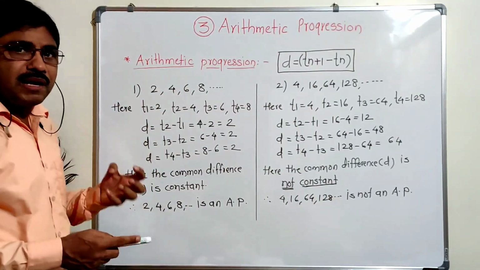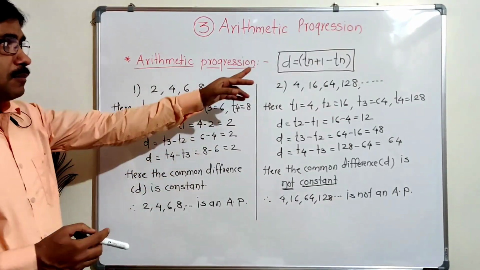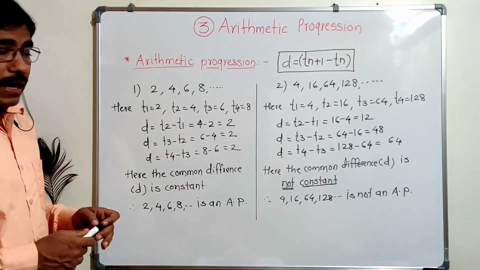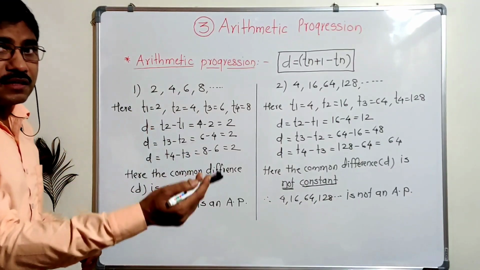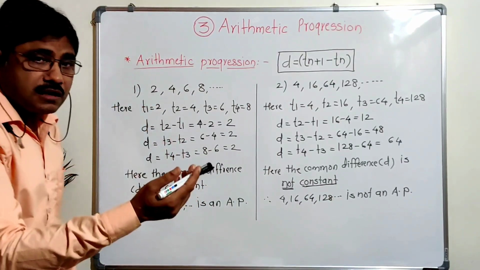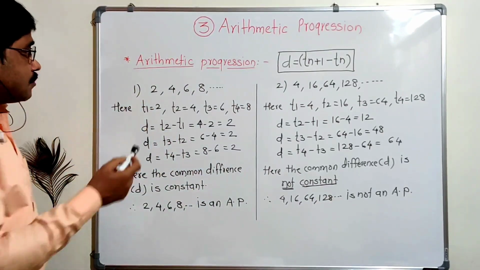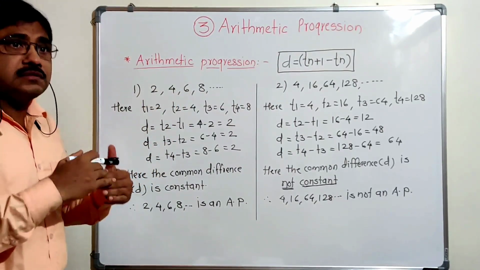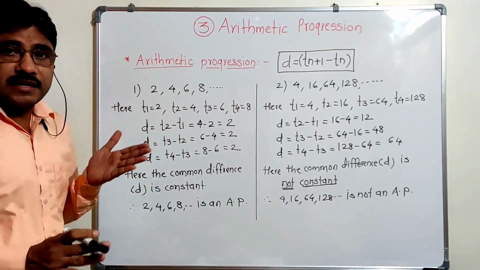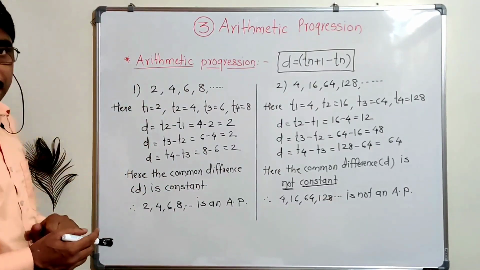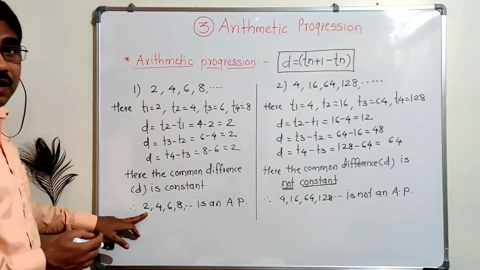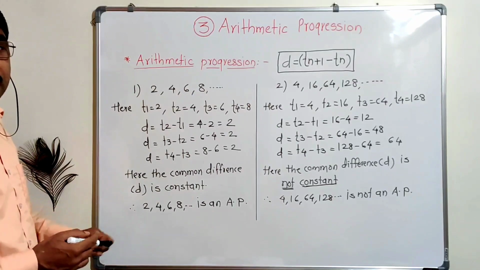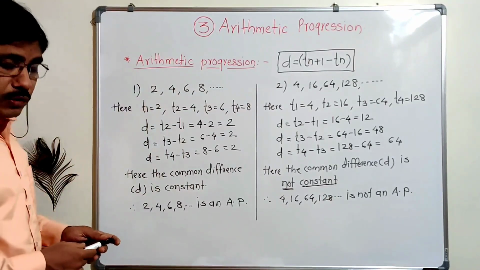So the simple formula is there. Find the common difference. The formula for common difference is given here: D is equal to Tn plus 1 minus Tn, meaning next term minus previous term. If we make a mistake like 2 minus 4, 4 minus 6, that is first term minus second term, then it will be wrong. If it is an AP, then the first term, this T1, 2, is denoted by the letter A, and the common difference is denoted by D.